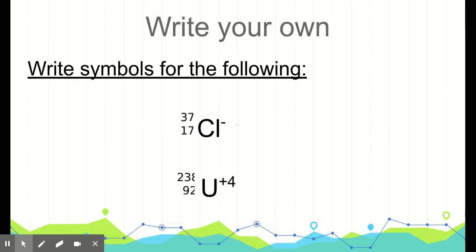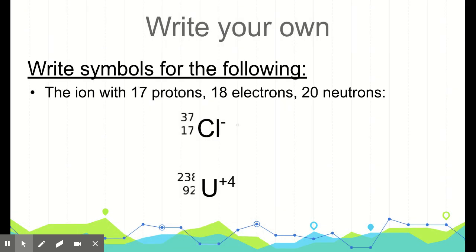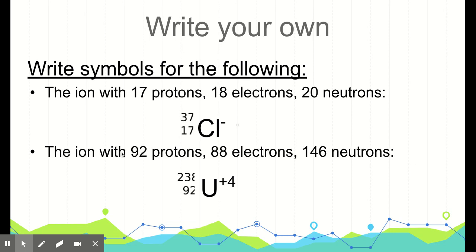Okay, so let's look at some more examples. If you had an ion with 17 protons, 18 electrons, and 20 neutrons, 17 protons tells you what atom you're talking about. So 17 is the atomic number. Get on your periodic table, find number 17, and it tells you it's chlorine. So that 17 comes down here in the bottom left corner. Above that is going to be the mass.